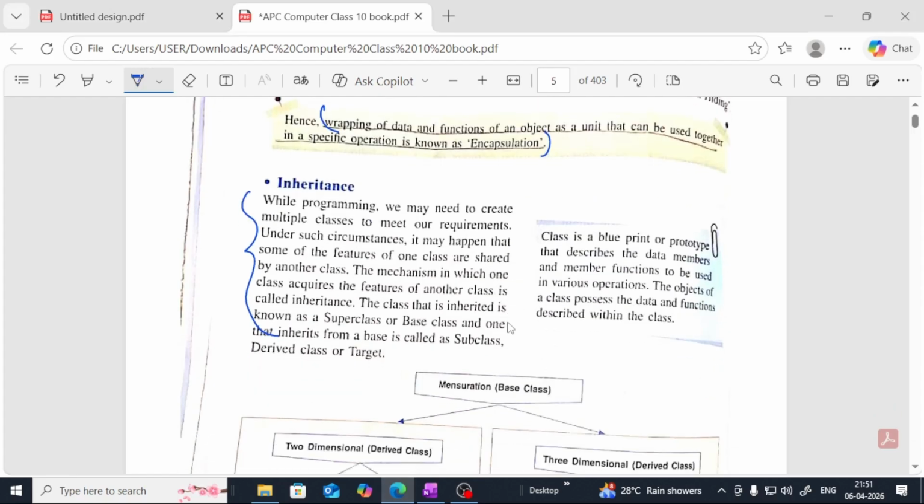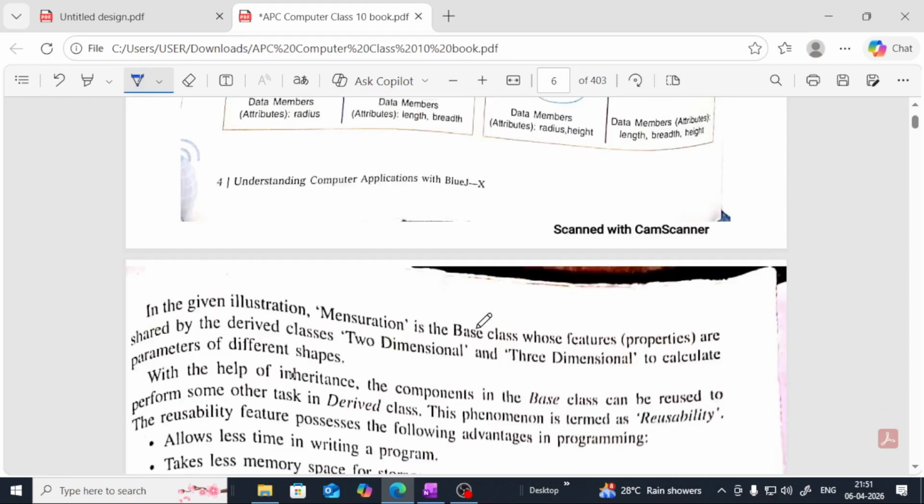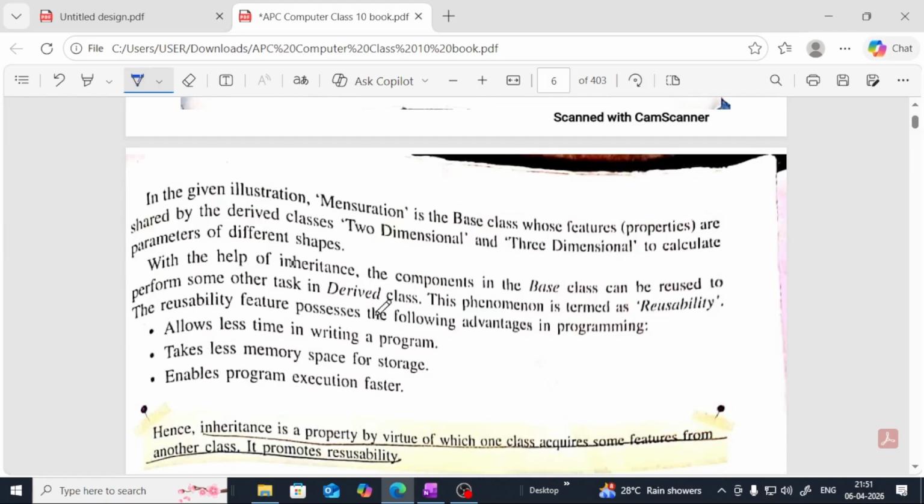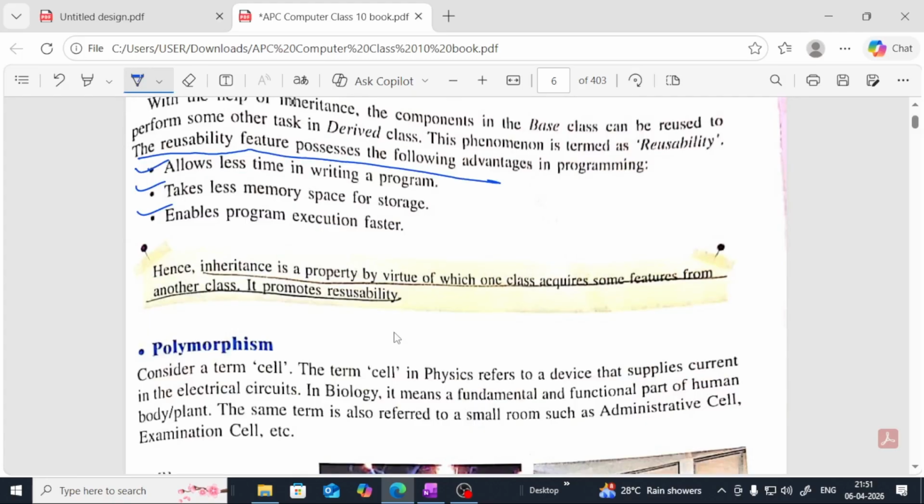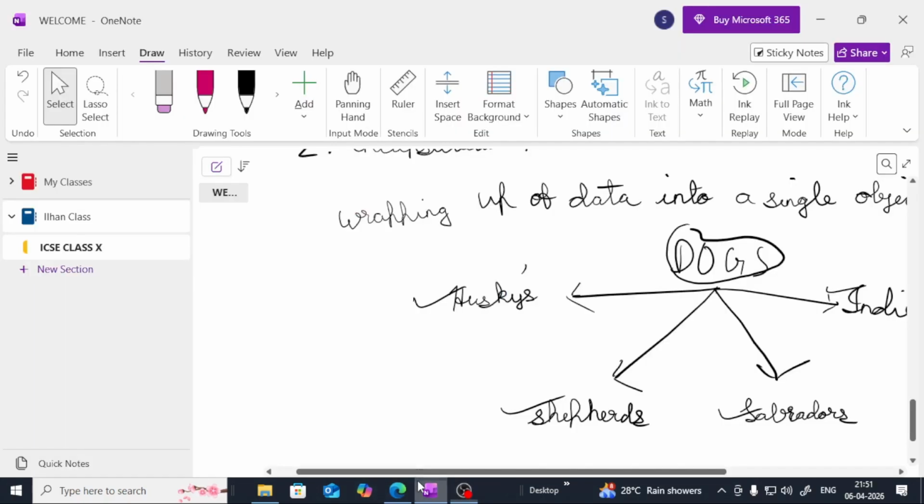Class is a blueprint or prototype that describes the data members and member functions to be used in various operations. Just remember this. What is a class? Class is a blueprint or a prototype that describes the data members and member functions to be used in various operations. Go through this once. What is inheritance? Remember this. Inheritance promotes reusability. Inheritance is a property by virtue of which one class acquires some features from another class. It promotes reusability.